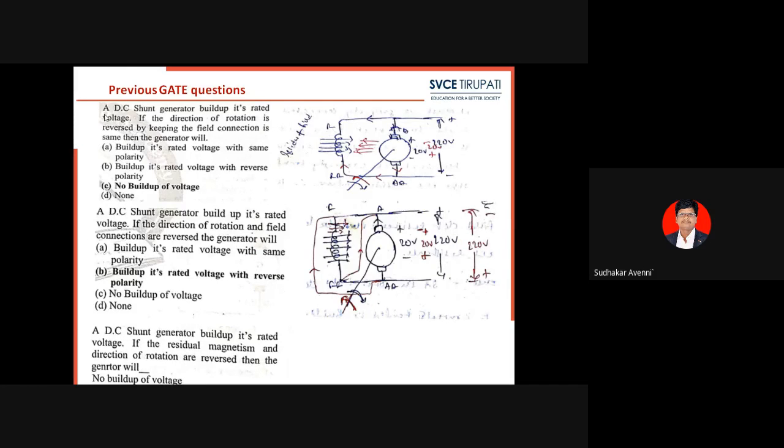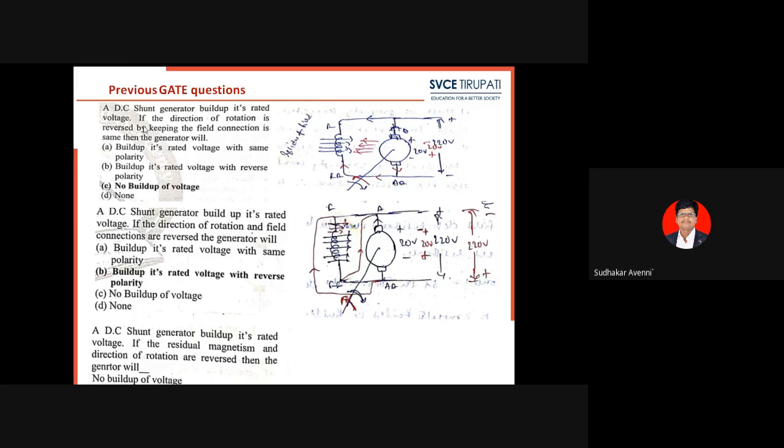Next, this is an important question. A DC shunt generator builds up its rated voltage. If the direction of rotation is reversed while keeping the field connection the same, then the generator will: A, build up its rated voltage with the same polarity; B, build up its rated voltage with reverse polarity; C, no buildup of voltage; D, none.